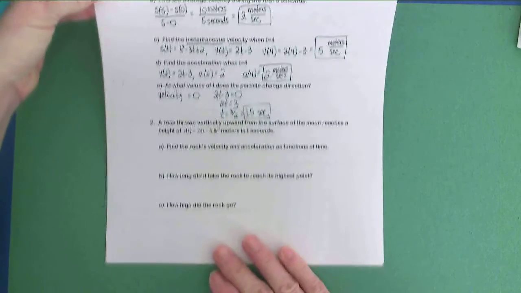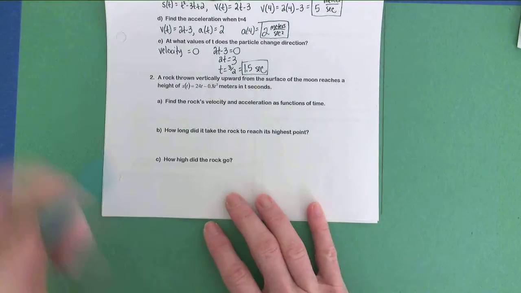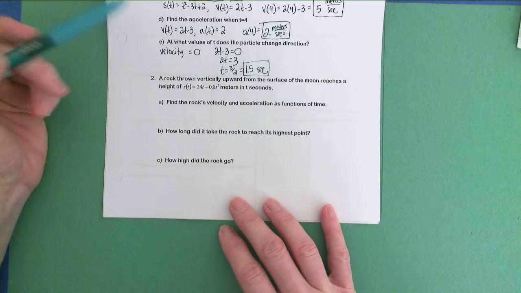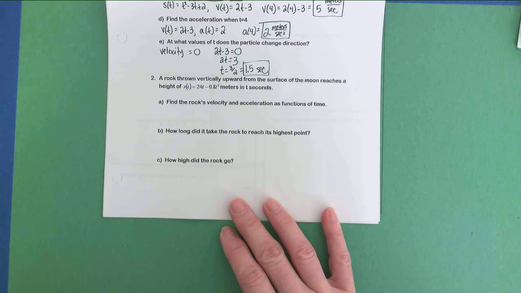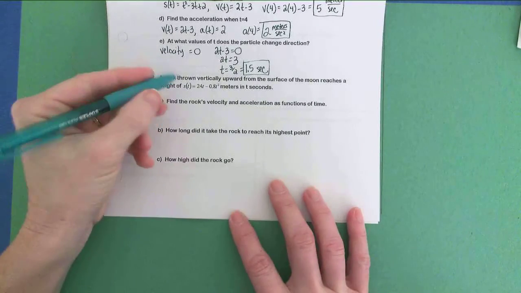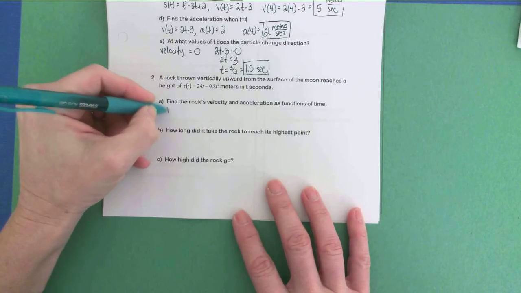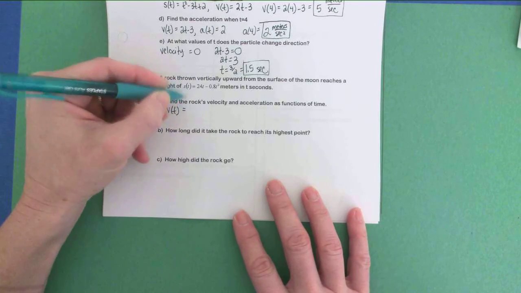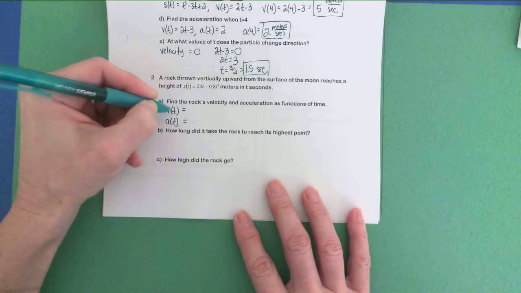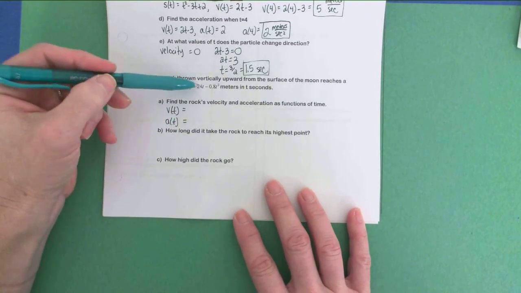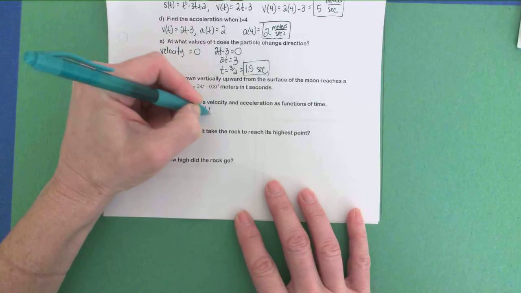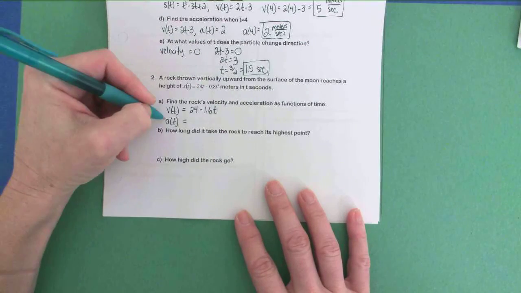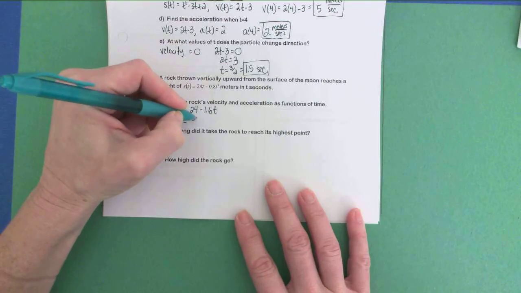Okay, number 2. A rock thrown vertically upward from the surface of the moon reaches a height of s of t equals 24t minus 0.8t squared meters in t seconds. Find the rock's velocity and acceleration as functions of time. Again, we're given position, so to find velocity, we're just going to take the derivative of position, and to find acceleration, we're just going to take the derivative of velocity. So the derivative of 24t minus 0.8t squared is just going to be 24 minus 1.6t. And for acceleration, the derivative here is just going to be negative 1.6.